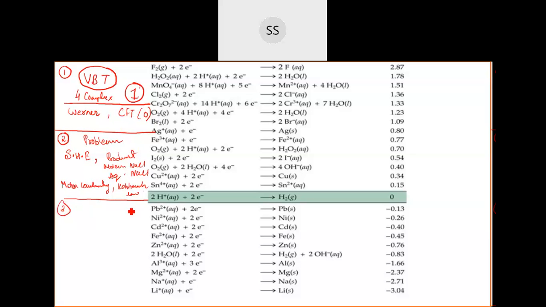Surface chemistry, study the differences: physisorption and chemisorption difference, then adsorption difference, then lyophilic and lyophobic difference.